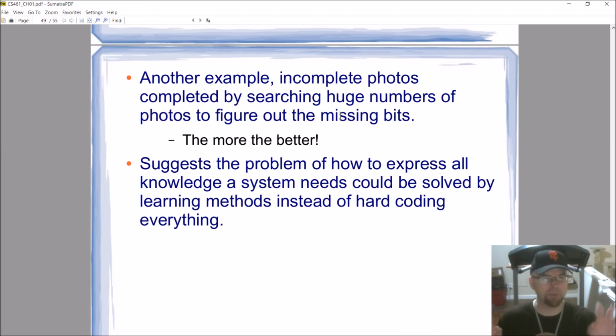Or maybe it's a little bit more benign. Let's not get all conspiracy theory here, right? Maybe you just have a picture that you're trying to restore of a great grandfather or something. So based off of a huge set of human faces, you can reconstruct that incomplete photograph.